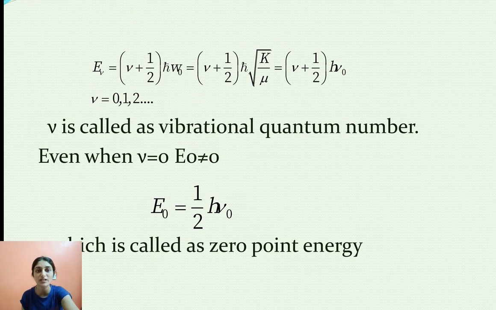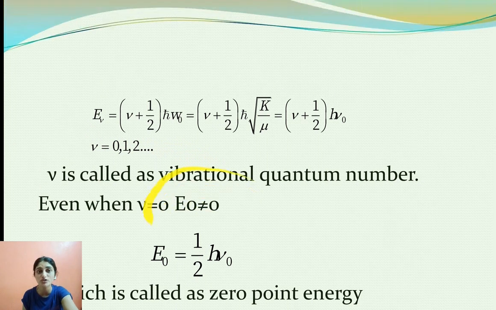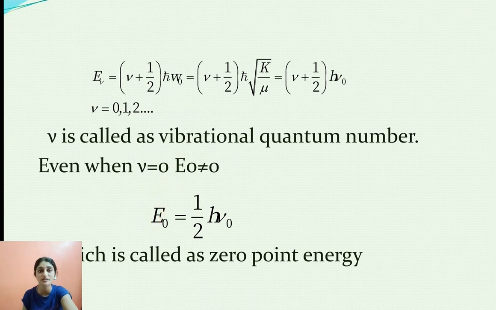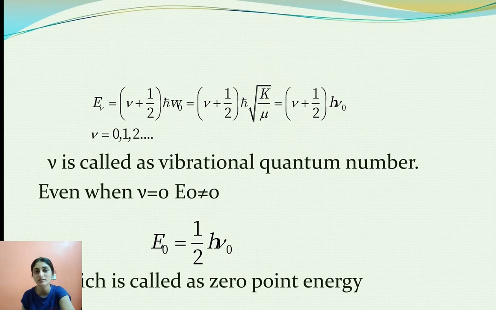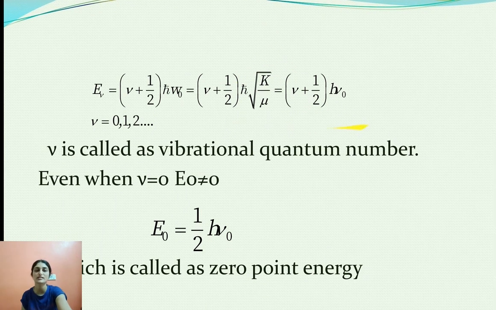So we are getting E nu equals (nu plus half) h cross omega 0. When nu is 0, we get E nu equals half h nu 0, which is called the zero point energy. So E nu equals (nu plus half) and in place of h cross I substituted h upon 2 pi. So here I will get (nu plus half) h upon 2 pi, times 1 upon 2 pi under root k by mu, which I have written as nu 0. That is how I get this equation.